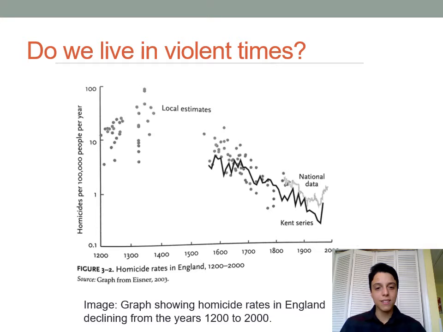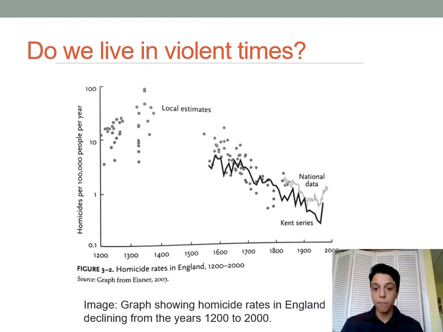And so you can see on this graph here, this plots the homicide rates in England, where they have been calculated for a long time, going back to about the year 1200. And what you can see here is that there has been a really, really dramatic decline in homicide rates. So for somebody living in England, they are much, much less likely to be murdered now than they would have been in the year 1200. Right, so this kind of uses statistics and takes that idea that we live in particularly violent times and turns it on its head. And you can also see that the graph here ends at the year 2000.